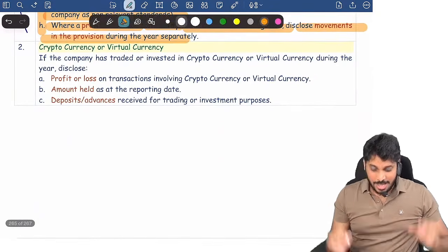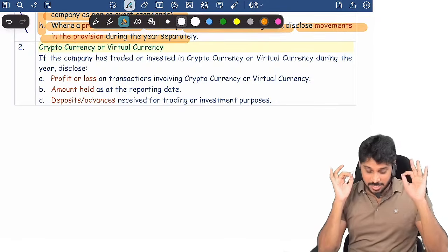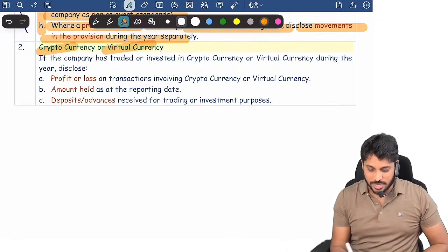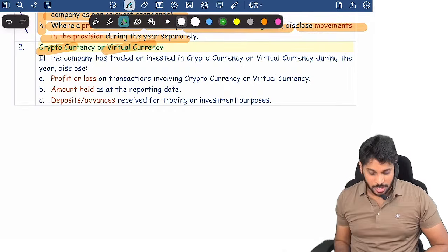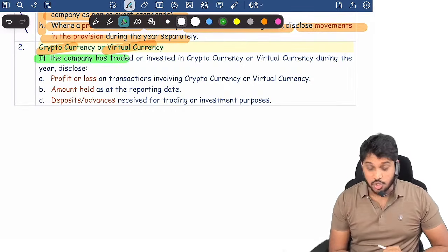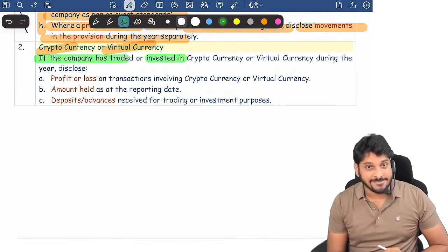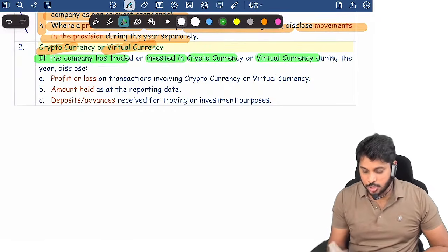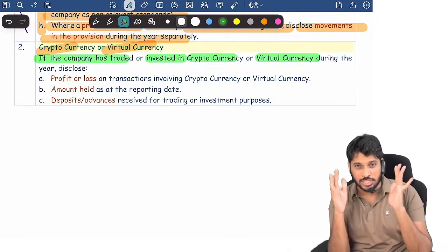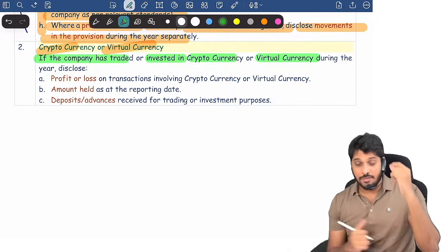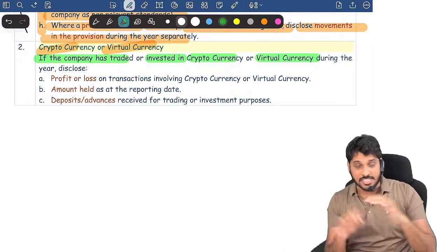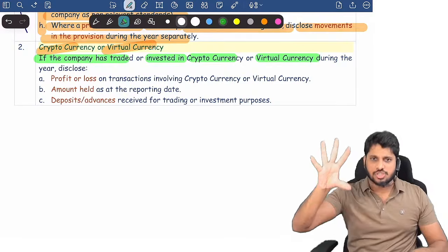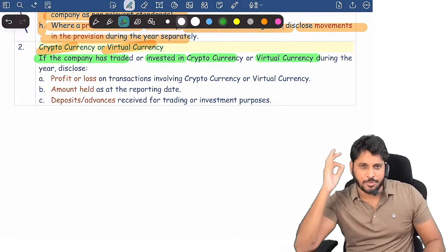Then last ARI, cryptocurrency and virtual currency related disclosure. If a company has traded or invested in cryptocurrency, virtual currency like Bitcoin or Dogecoin, it doesn't matter whether you traded or invested. Did the company buy cryptocurrency or virtual currency?